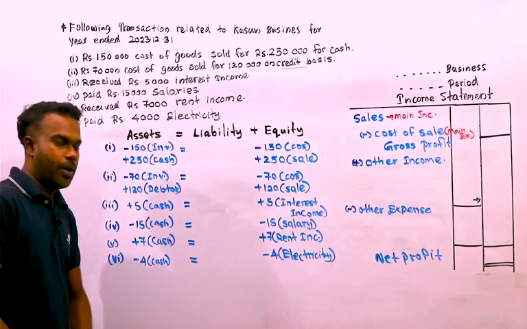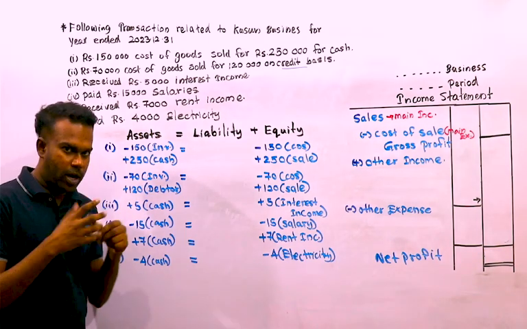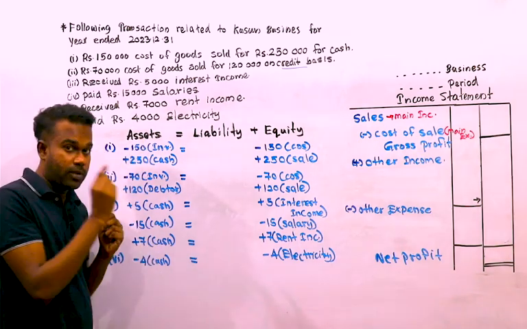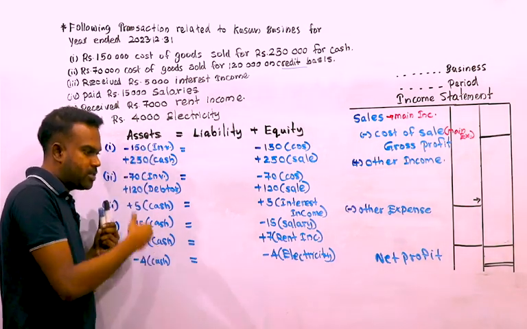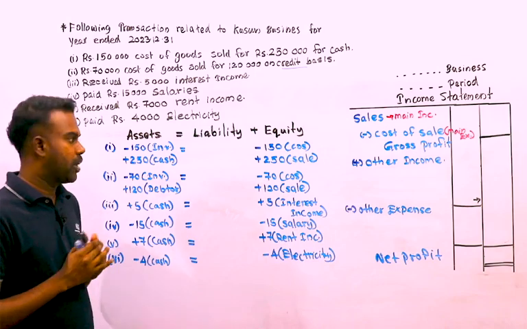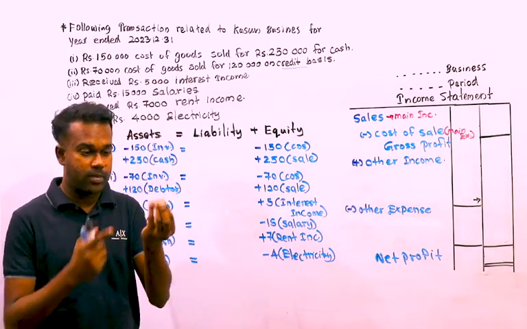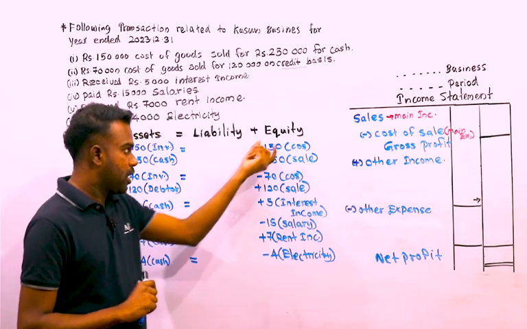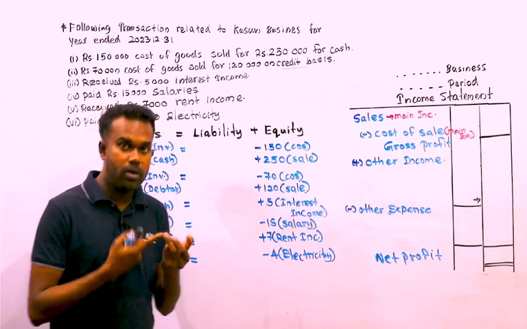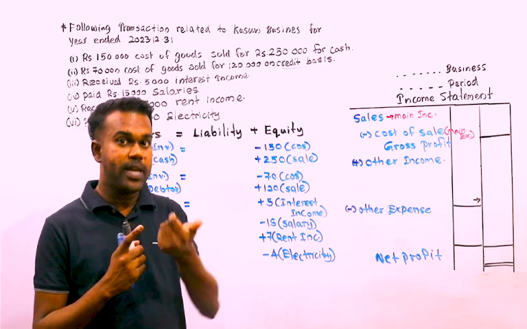Understood? When you record in the accounting equation, write down in brackets, which is compulsory, the name of the asset. Under liabilities, write down the liability name, for example bank loan. Under equity, write down capital, drawings, or income names and expense names.